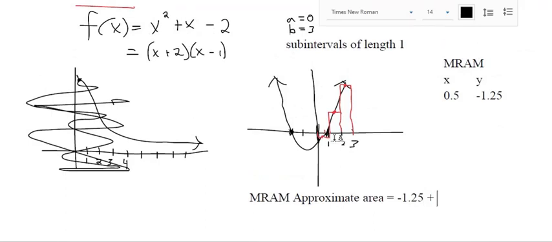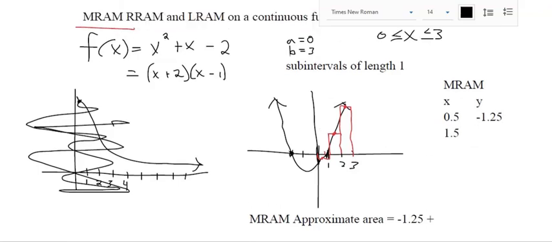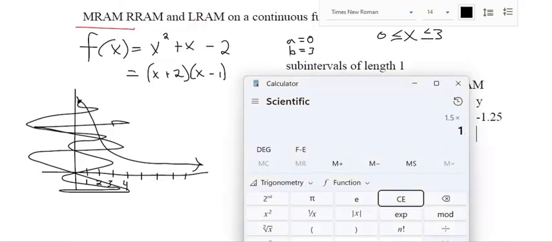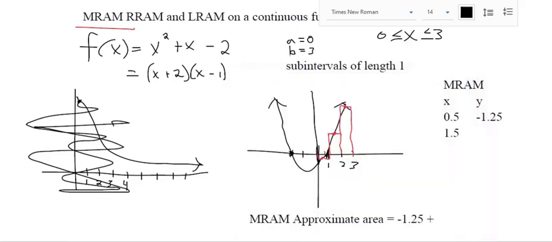So the next one, the middle point between 1 and 2 is x equals 1.5. And if we plug that into our function, 1.5 squared plus 1.5 minus 2, that's 1.75. So the area of this rectangle is 1 to the right and 1.75 up. So length times width, 1 times 1.75 is 1.75. So this subinterval is real nice because it makes the calculation real quick. It's going to be whatever the y value is, right?